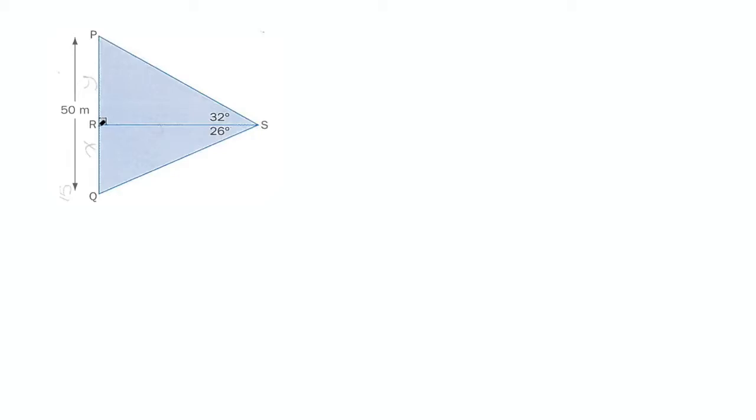Okay, so we want to find RS here. But in order to do that, calling this X and Y, if we can find what this 50 meters splits into, we'll be able to find RS. Okay, so here's what we can do. We know that X plus Y must equal 50, and this is going to be important later.